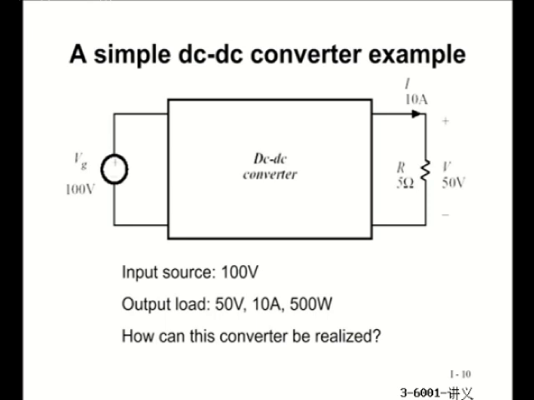So this is an example. Input 100 volts, but output we want 50 volts. Suppose this load is a resistor with roughly 5 ohm.